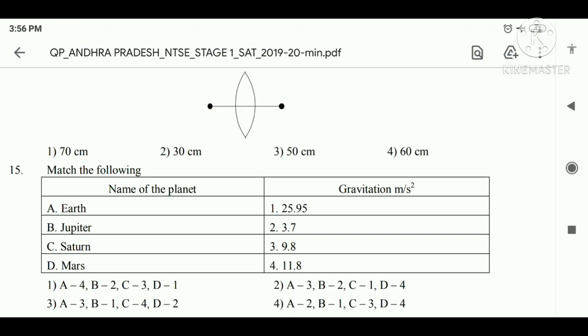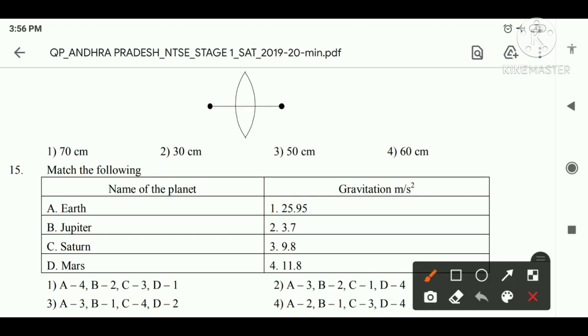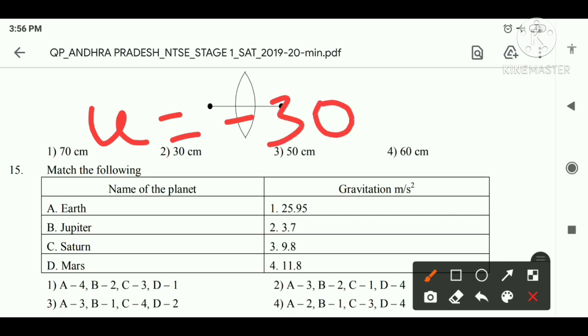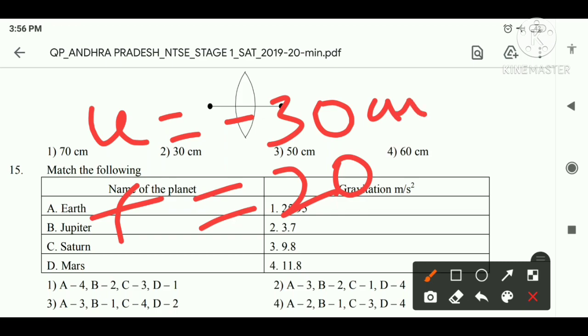So here, given u is equal to minus 30, because the object is on the left side of the lens, and f is the given focal length, f is equal to 20 centimeter. Here also centimeter and this one is also centimeter.